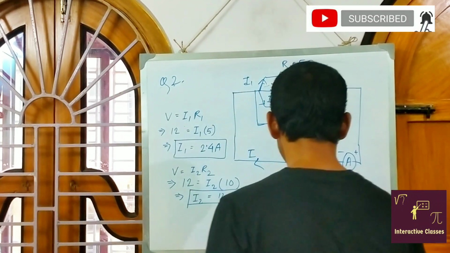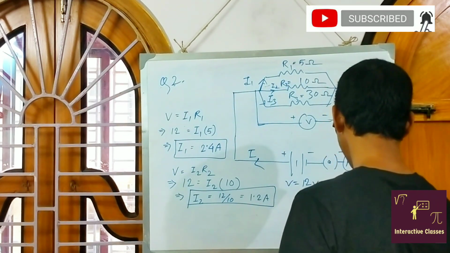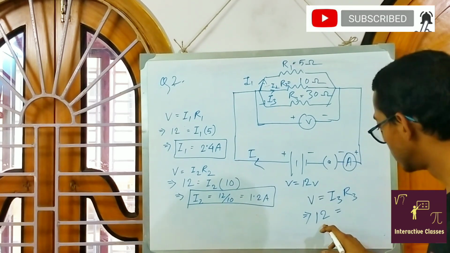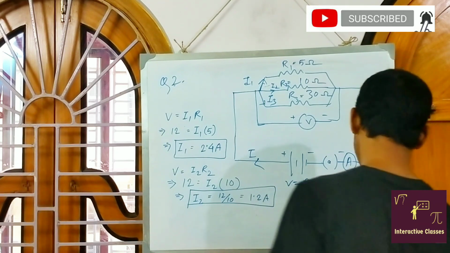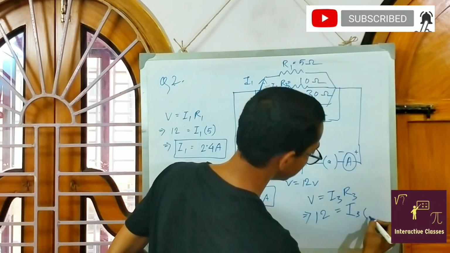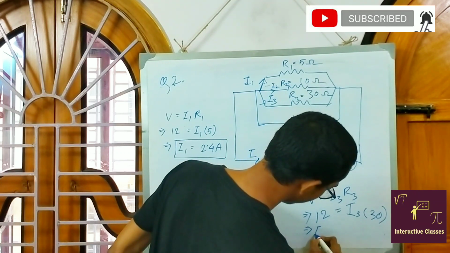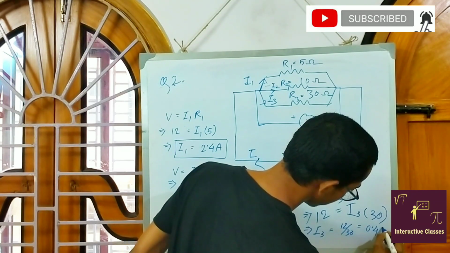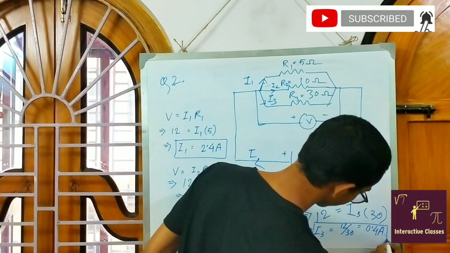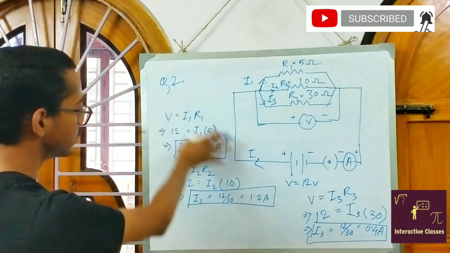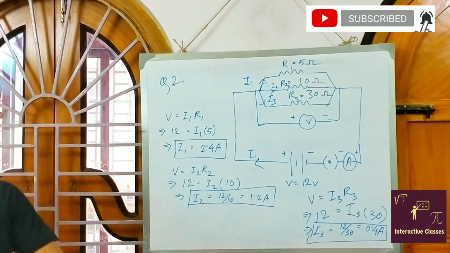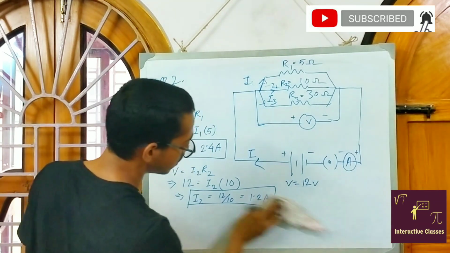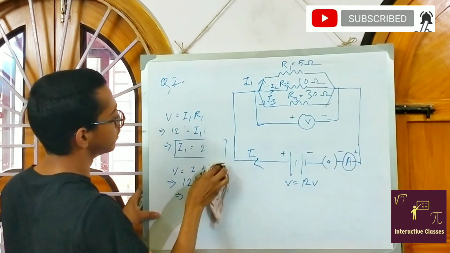Now I am coming to this part. V is equal to I3 R3. Voltage remains the same, that is 12. I3 we need to find out, the resistance is 30. So I3 is 12 by 30, that is 0.4 ampere. So I hope this part is clear. If you have any query, just let us know in the comments.